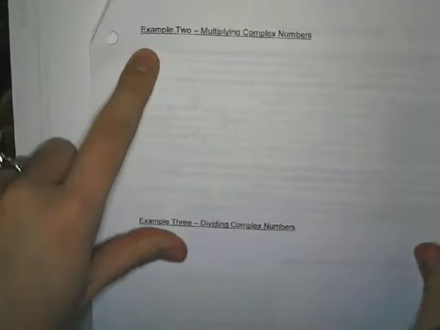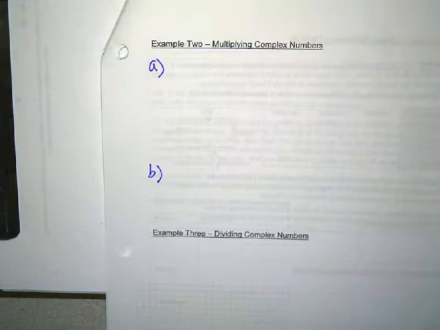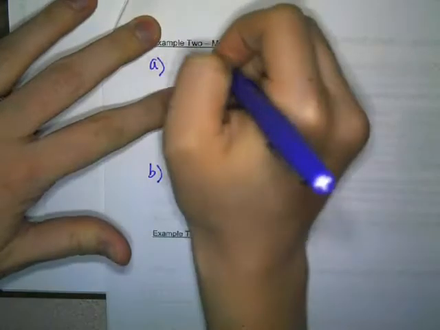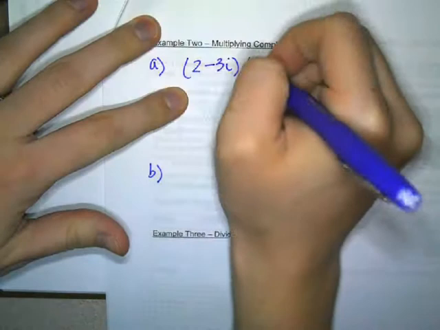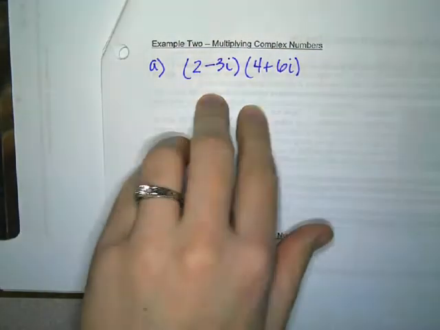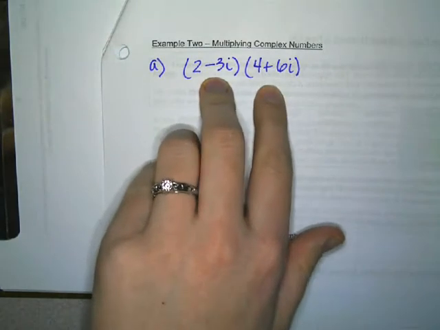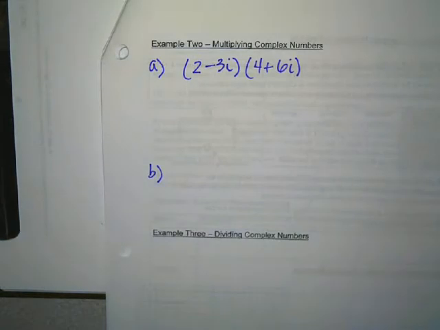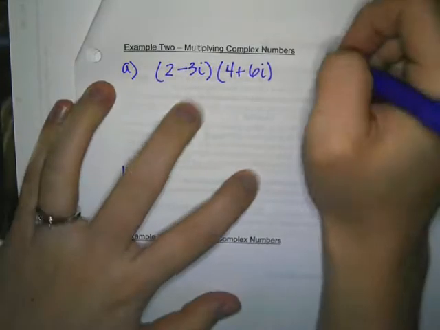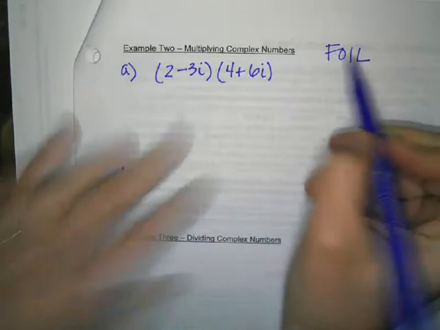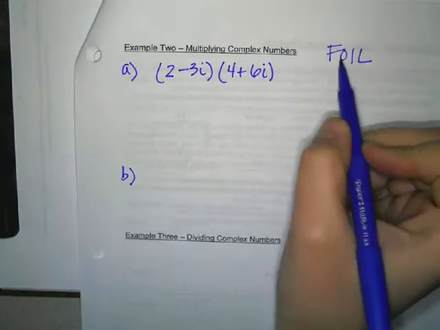Multiplying complex numbers. We're going to do an a and a b here. So if we did 2 minus 3i times 4 plus 6i. We have two binomials. So to simplify this, we would end up FOILing. We haven't really talked about FOILing yet, but we've mentioned it. We might have even done it so far. But I know all of you have at least seen it before. So FOIL just gives you an acronym so that you remember to multiply everything together.